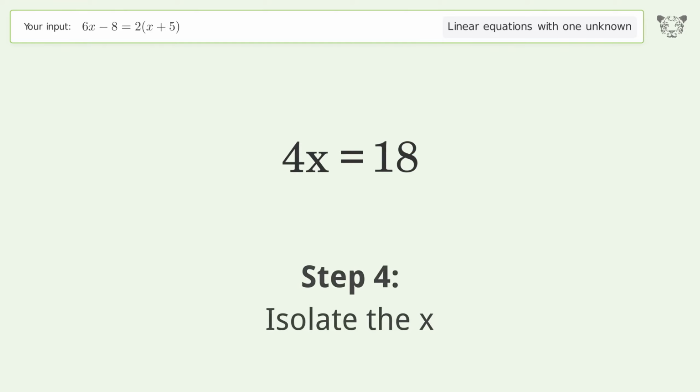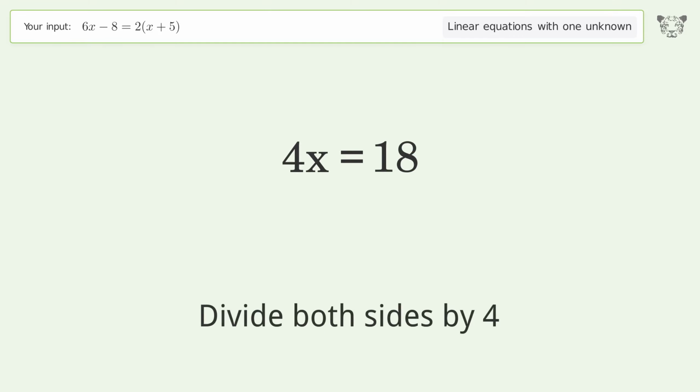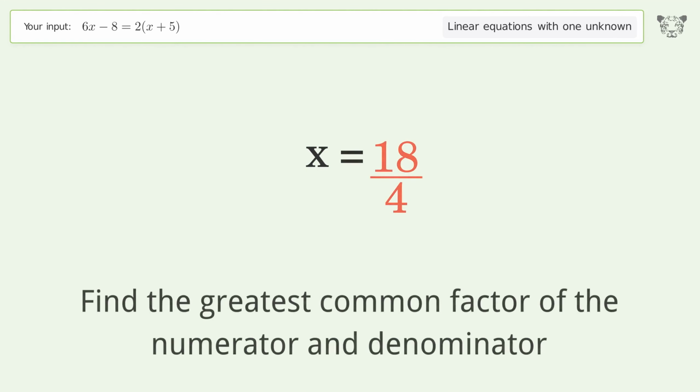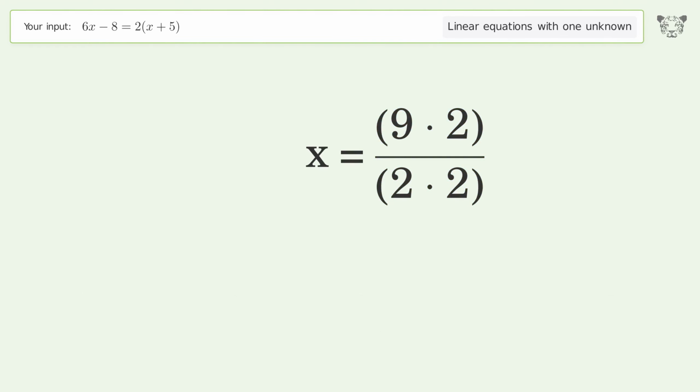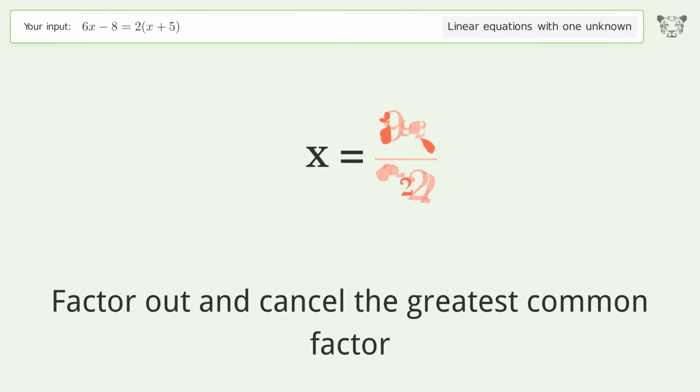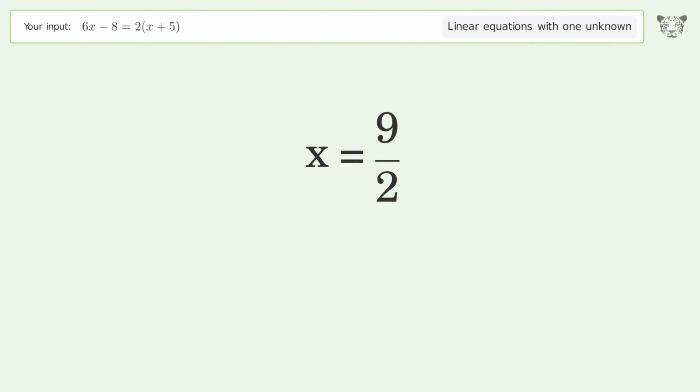Isolate the x. Divide both sides by 4. Simplify the fraction. Find the greatest common factor of the numerator and denominator. Factor out and cancel the greatest common factor. And so the final result is x equals 9/2.